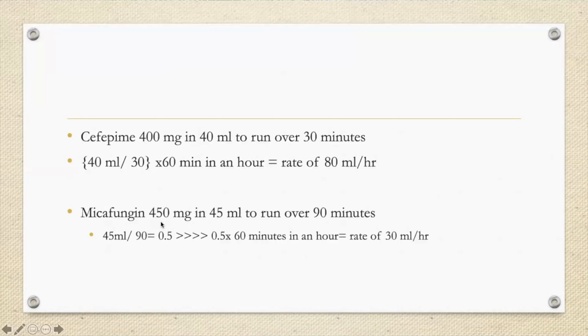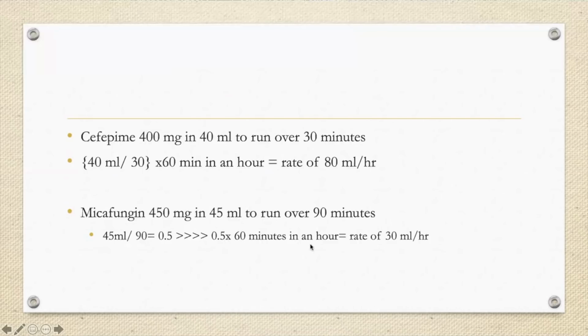So micafungin, which is an antifungal that's given a lot of times in HEMOC and BMT, 450 milligrams has been ordered in 45 mLs, and micafungin runs over 90 minutes. So even though this is longer than an hour, you're just going to do your 45 mLs divided by 90 minutes. That's going to give you 0.5.